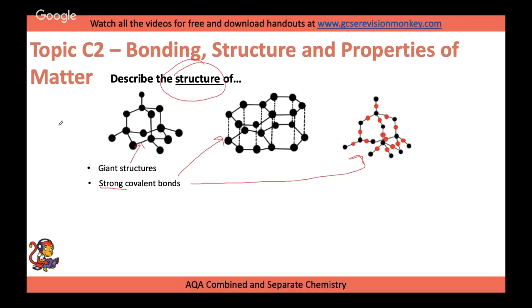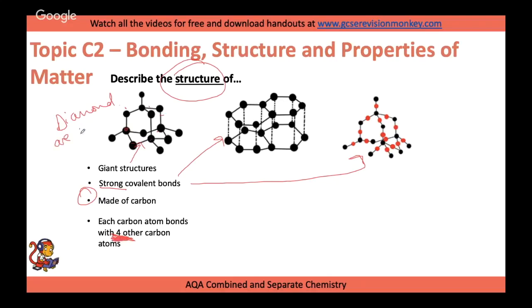Now for diamond in particular, we'll look at a couple of individual points about the structure. It's made out of carbon, hence why it's just one type of atom there. And each carbon makes 4 bonds with other carbons. That's important. Diamonds are forever. Just made that one up. There you go. Diamonds are forever. They make 4 bonds with each carbon.